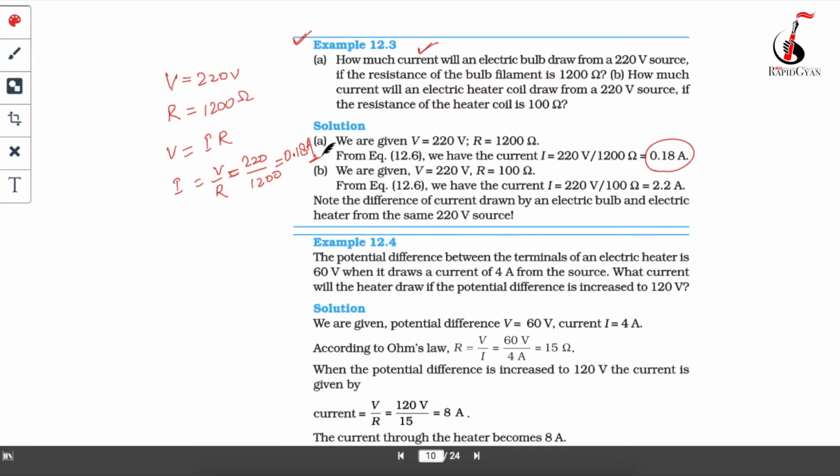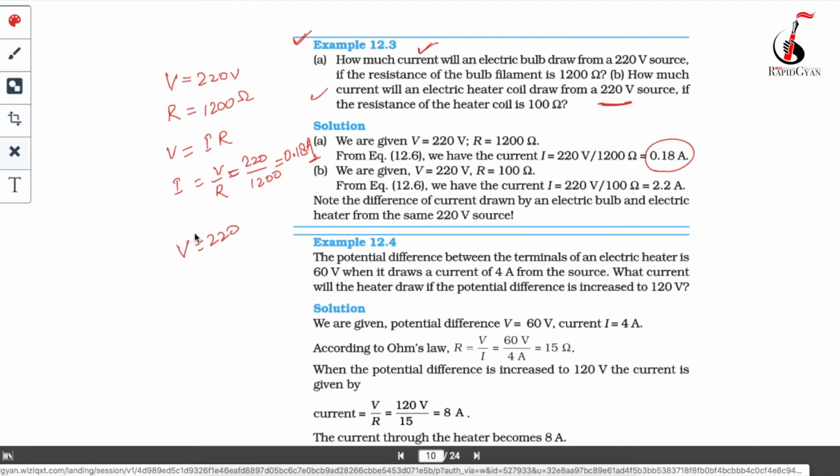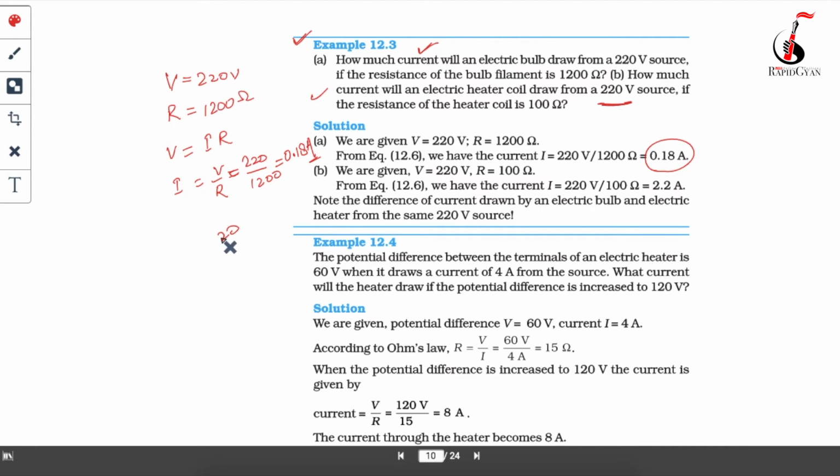Now come to the B part of the question. How much current will an electric heater coil draw from a 220 volt source? So again V is equal to 220, correct? Hold on, I will just write it on that side so that we get space for this question. And now the new resistance is 100 ohm.